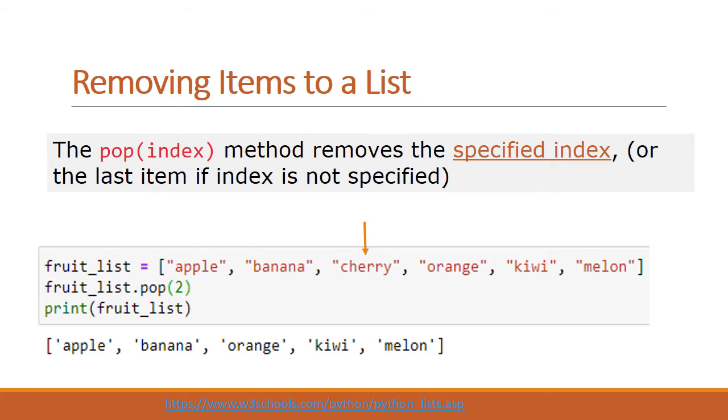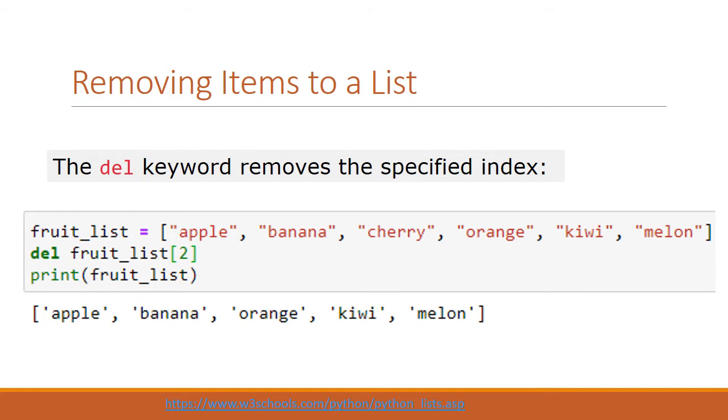Here's an example where we call the pop method with a specific index number. So we have our fruit list, and now we want to pop the element at index 2, which is cherry, or the third position in the list. So we call the pop method and we print out our list, and we see that cherry is no longer in the list.